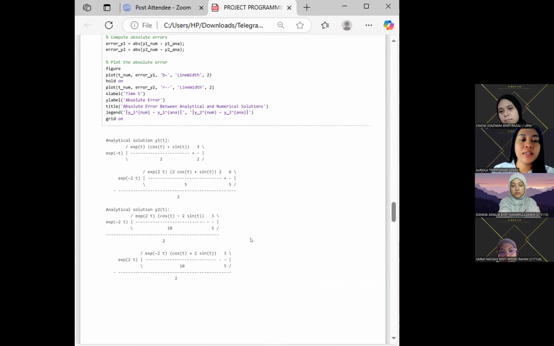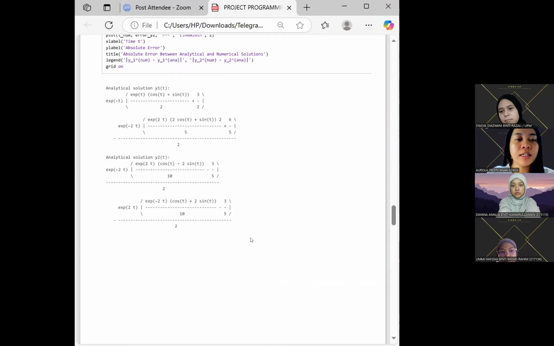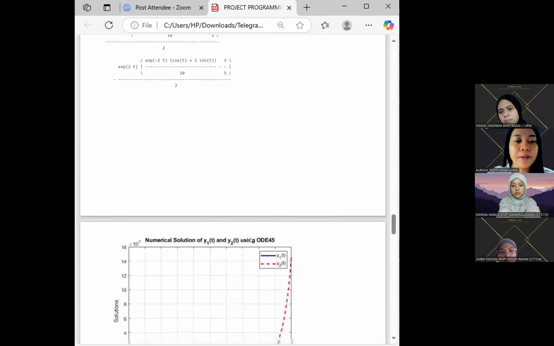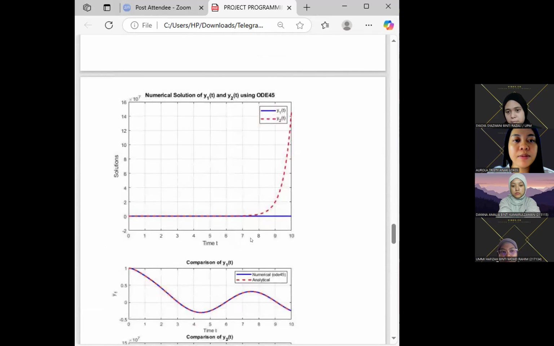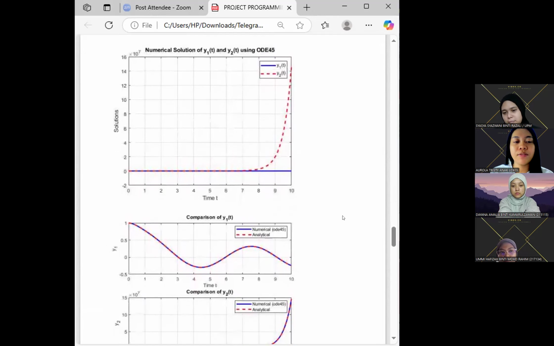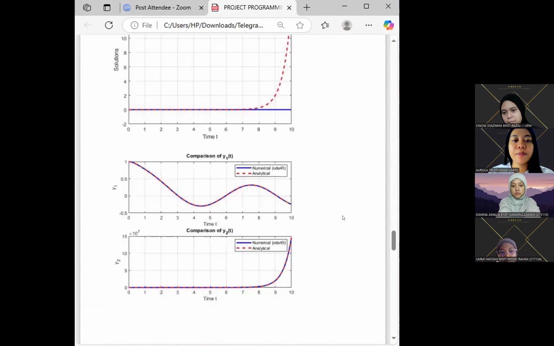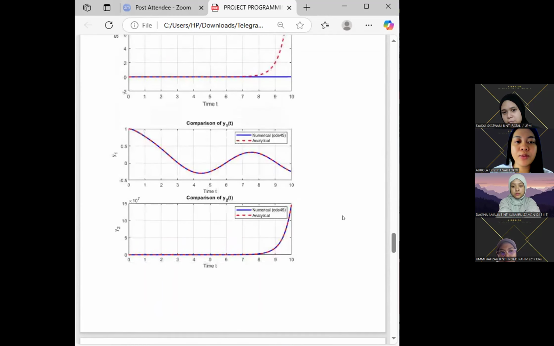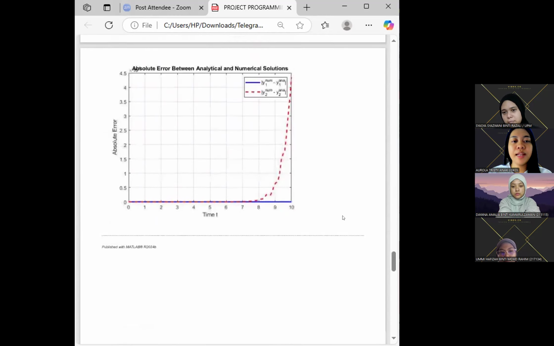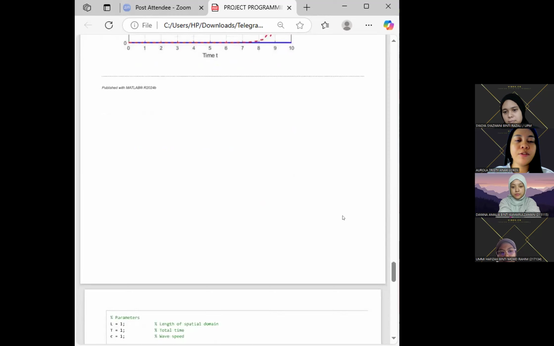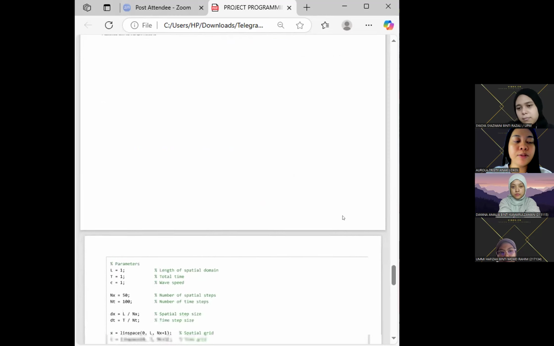So this is the output of the coding for question 3. This is the graph, numerical solution of y1(t) and y2(t) using ODE45. These two graphs are the comparison of y1(t) and y2(t). And the last graph is the absolute error between analytical and numerical solution. That's all from question 3. We will move to question 4.